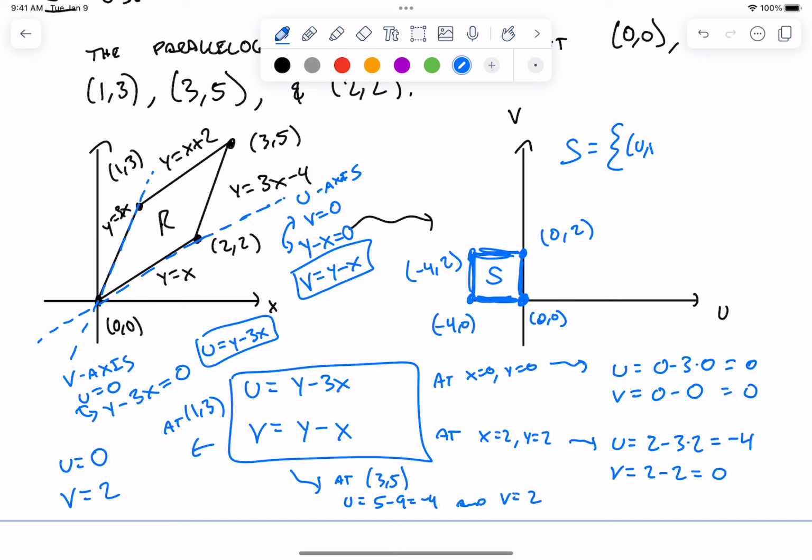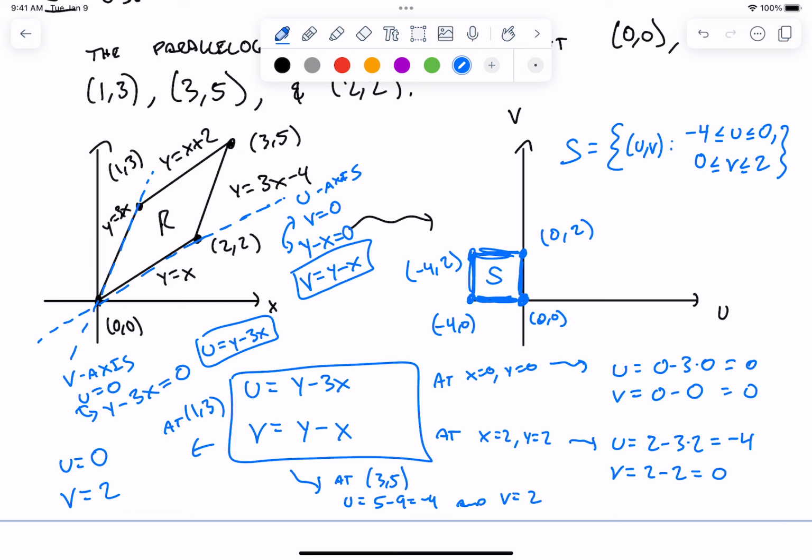This, in the UV plane, it's just the box that has u between -4 and 0, and v between 0 and 2, right? So the new domain is really clean after we do this Jacobian, after we do this change of coordinates.